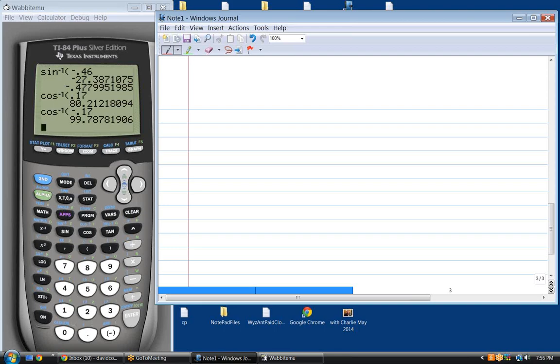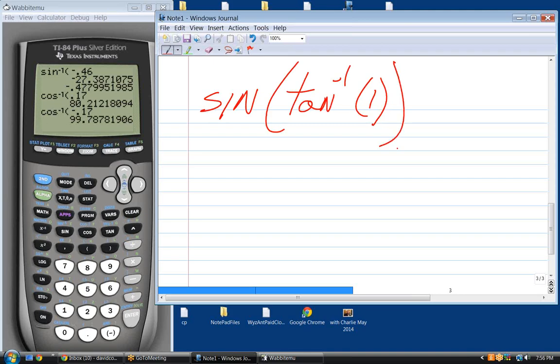And next we have combining functions. So this one is sine of inverse tangent of 1. Always work from the inside out. In other words, this is going to produce what? An angle or a number? That'll be the angle. Then we'll be taking the sine of an angle. So let's figure out which angle that is.